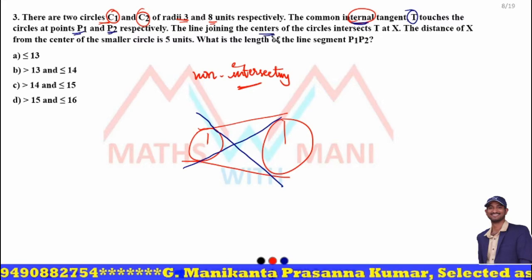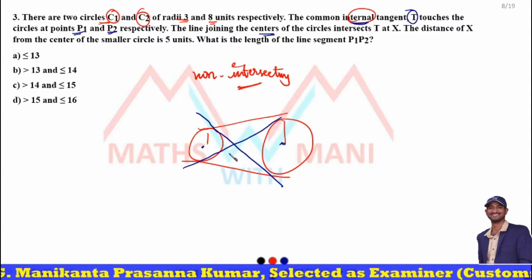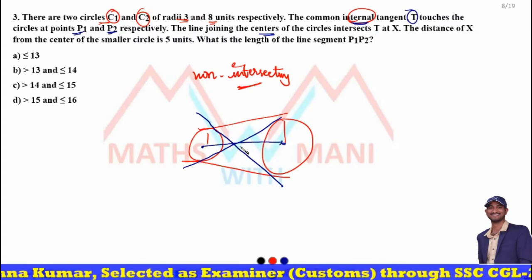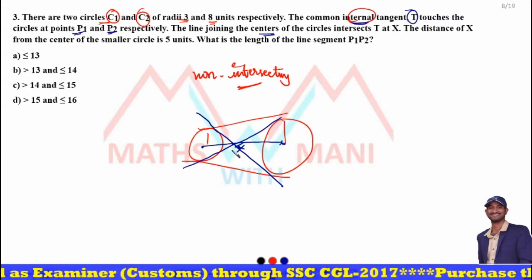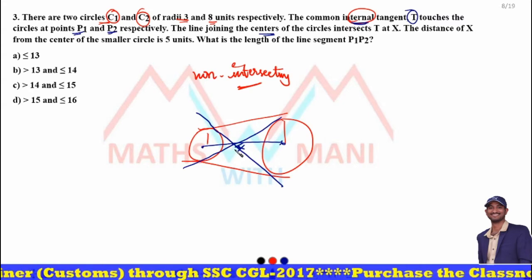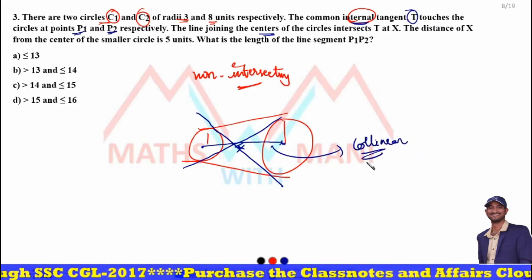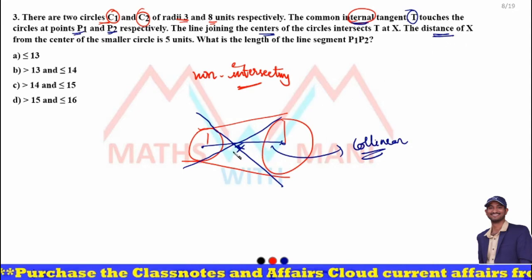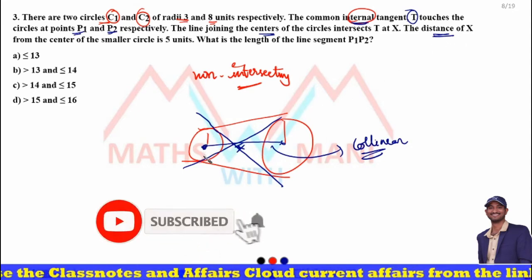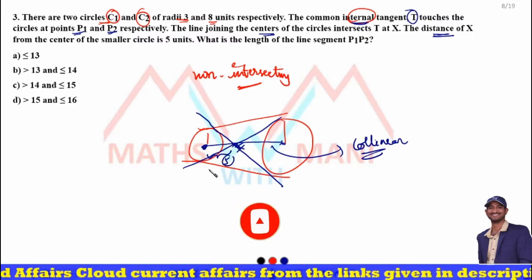The line joining the centers of the circles intersects the tangent at X. Okay, ఈ tangent కి ఎక్కడ పాయింట్ మిస్ అయిందంట, T and X అనే పాయింట్ దగ్గర ఇంటర్సెక్ట్ అయింది. So definitely the line joining the centers and also the tangent are always collinear, which I already told you in the circles concept. And the distance of X from the center of the smaller circle is 5 units. Okay, ఈ distance 5 ఇచ్చాడు.